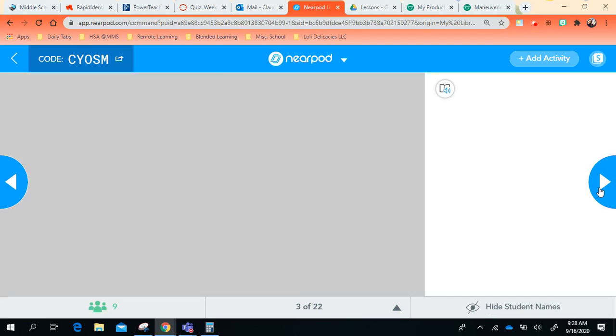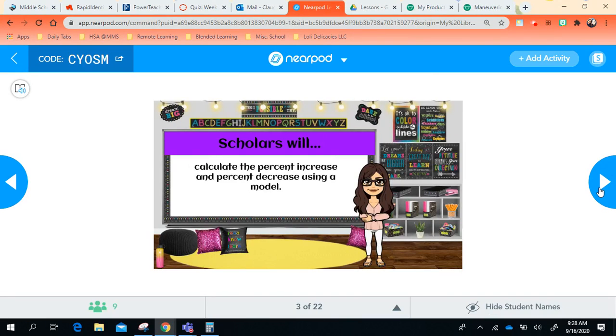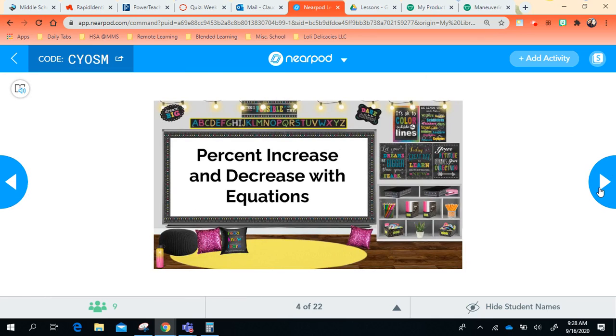Okay. You weren't on the home screen. Didn't you think to yourself, why did we already start the lesson and I'm looking at the screen and it's not right? Okay, so that should not say using models. That should say using tables. So we're calculating percent increase and decrease using a table.